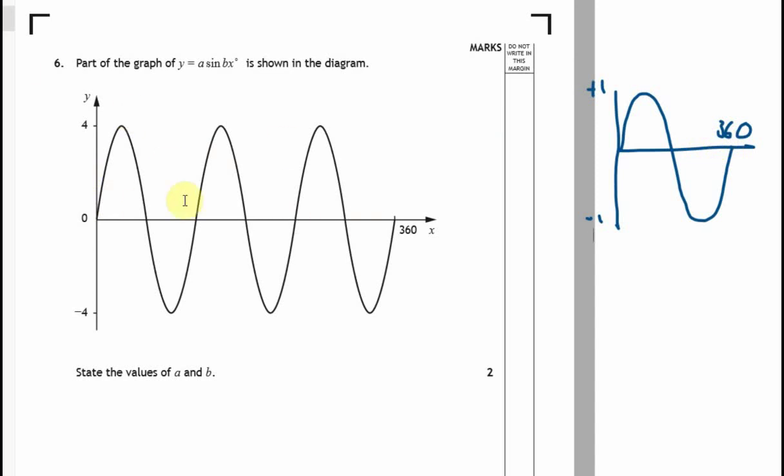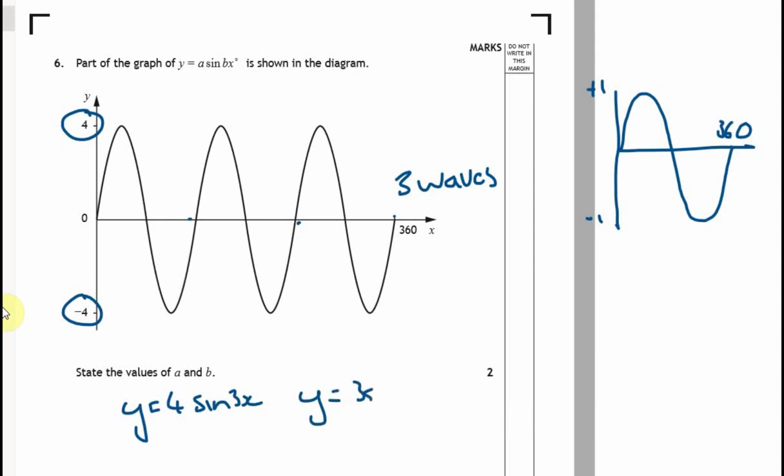So we should look at this and think, well, how's that different? Well, I've got a 4 here and a -4 here. So instead of 1, I've got 4. And then instead of one wave in 360, there's one wave, two waves, three waves. So I've actually got three waves and not one. The numbers 4 and 3 should be sticking out to you. Now what does that mean? Does that mean I've got y is equal to 4 sine 3x, or y is equal to 3 sine 4x?